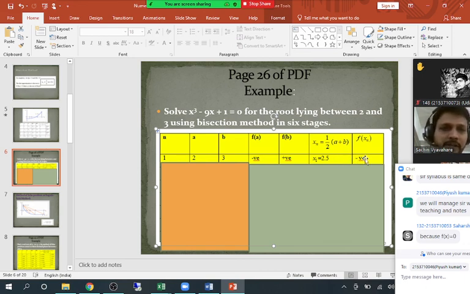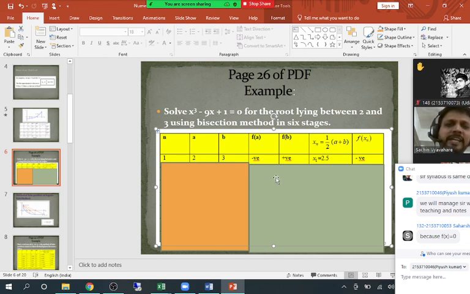F of x1, if it comes negative, it indicates we have to replace a by x1. Why do we replace a by x1? Because f of a is negative and f of x1 is also negative. So the negative value will replace the negative value and the positive value will replace the positive value. Suppose f of x1 comes positive, then we have to replace b by x1. So that interval will change only.